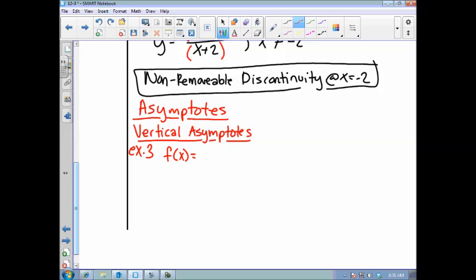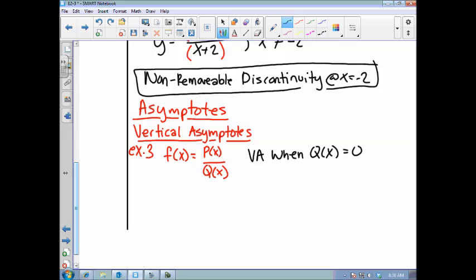f of x equals p of x over q of x. We get vertical asymptotes when the denominator is what number? So what's the denominator not allowed to be, guys? 0. That's when we get a vertical asymptote. Okay, so we get a vertical asymptote when q of x equals 0.